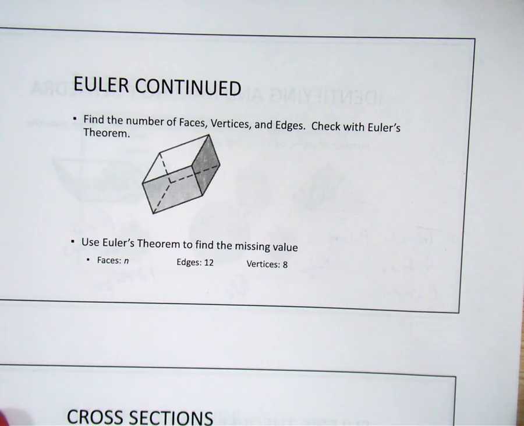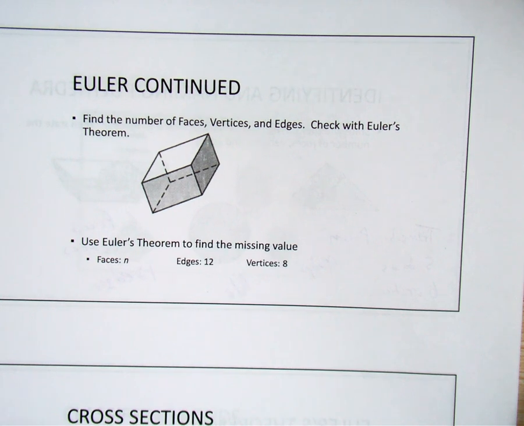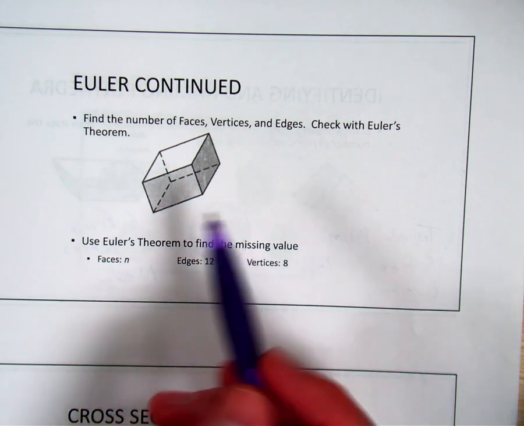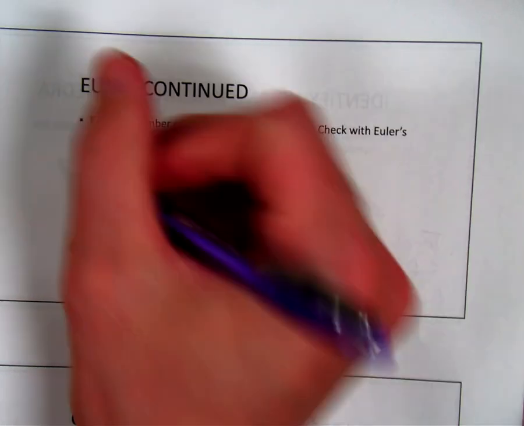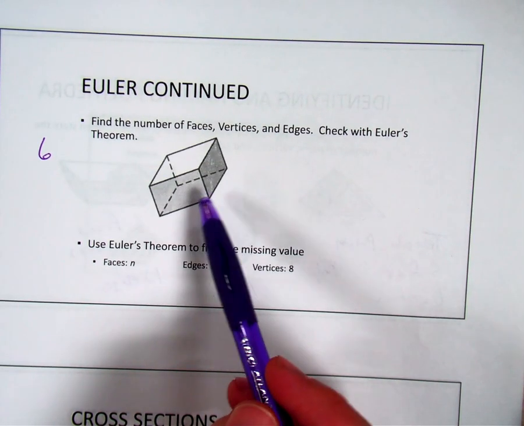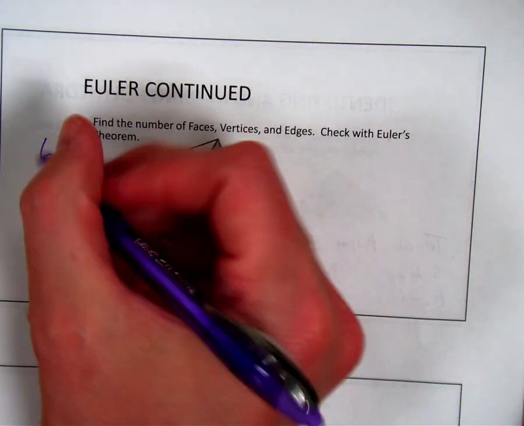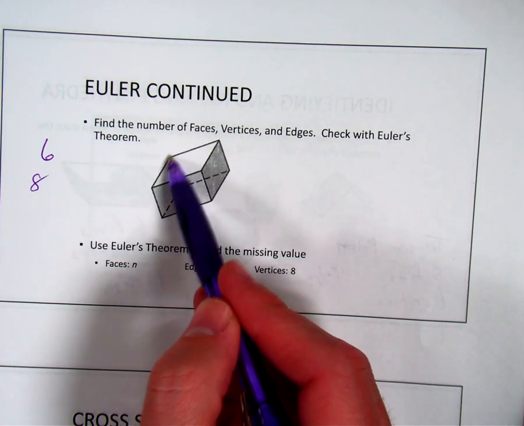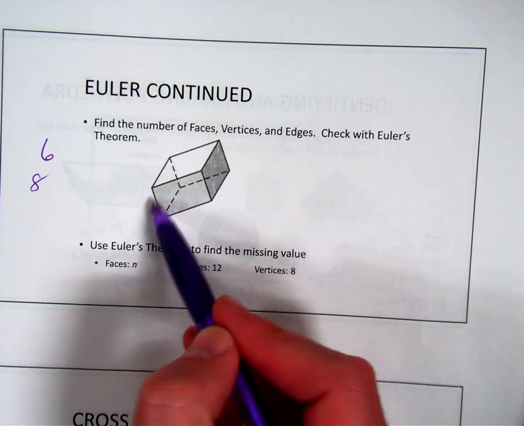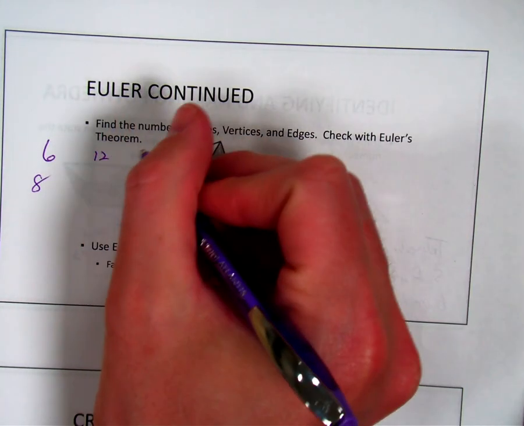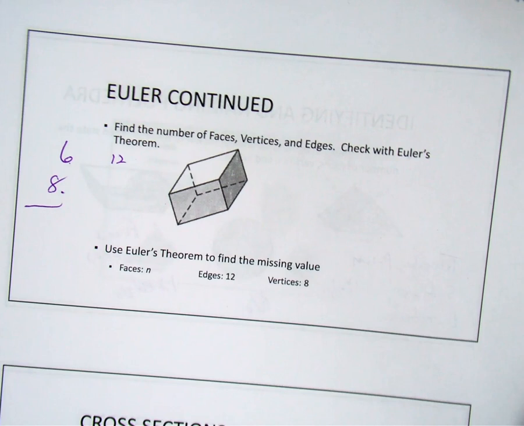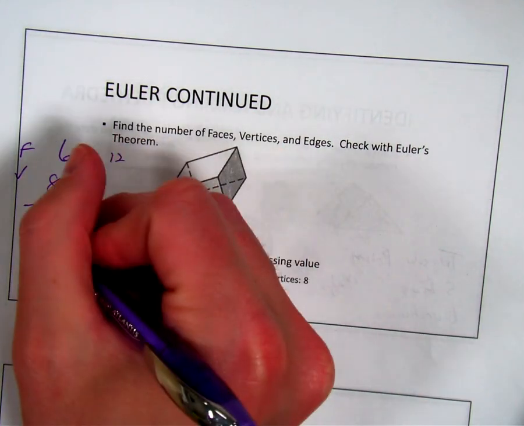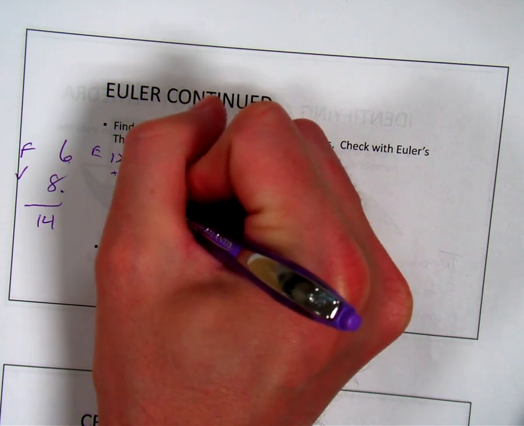Let's try it out. Find the number of faces and vertices and edges. Check with Euler's theorem. Okay. Faces. 1, 2, 3, 4 around the sides, and in front and the back makes 6. Alright, vertices, 4 on the front, 4 on the back, that's 8. Edges, 1, 2, 3, 4 connectors, 4 on the front, 4 on the back, 12 edges or like sides, like lines. Okay, F plus V is 14, that should equal E plus 2, 14, you bet.